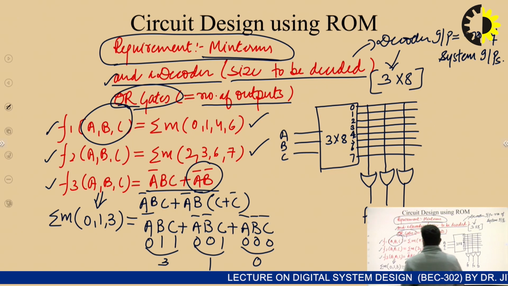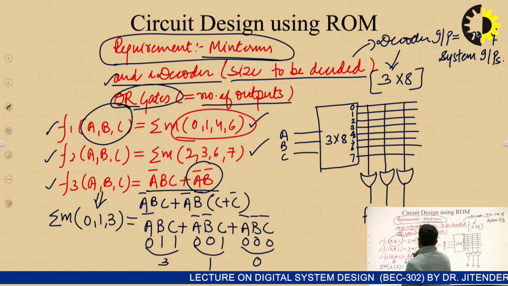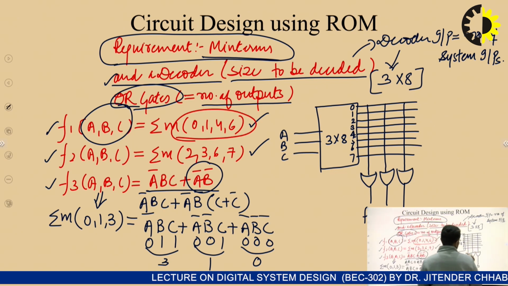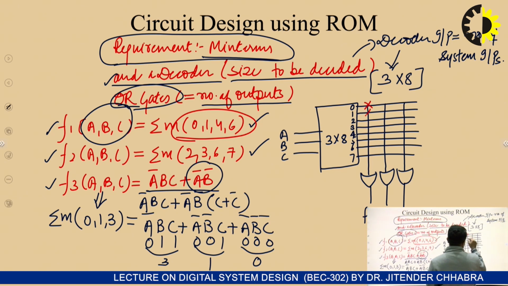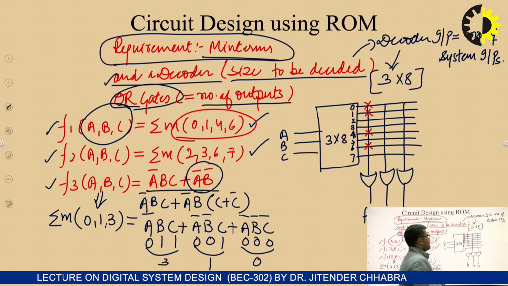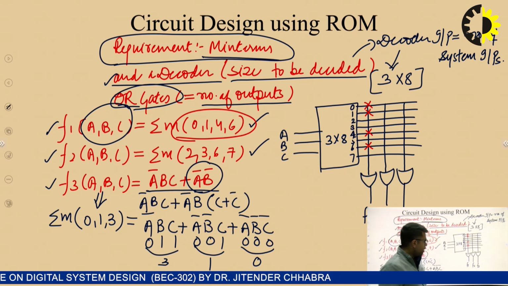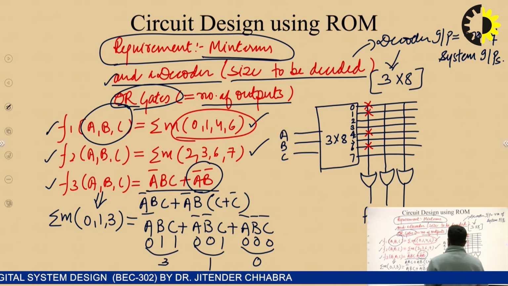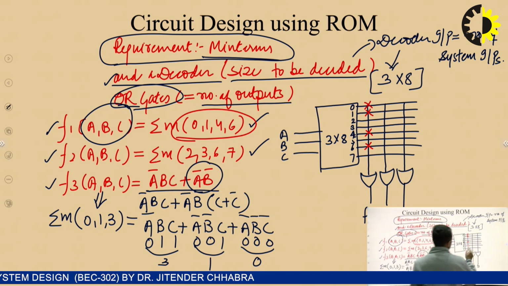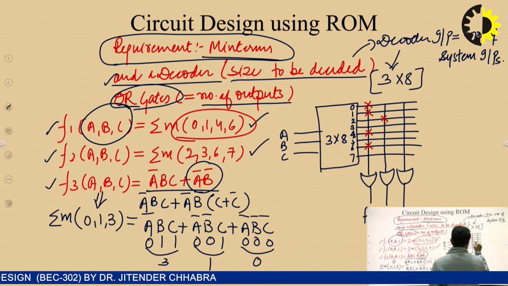So for F1, we can see F1 is having minterms 0, 1, 4 and 6. So for this first OR gate, 0, 1, 4 and 6. So these 4 outputs are going to participate in designing of F1. Similarly, then proceeding to F2. F2 is 2, 3, 6, 7. So this is 2, this is 3, this is 6 and 7.